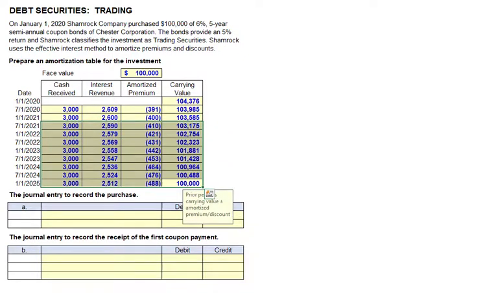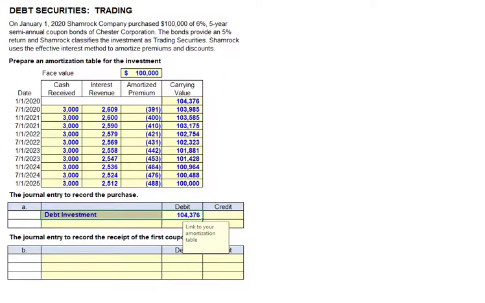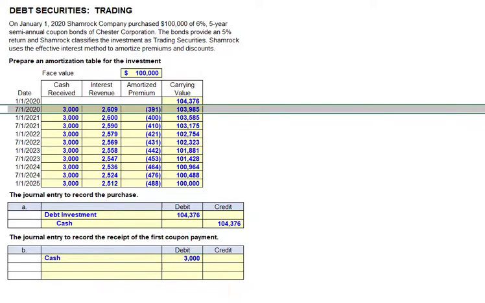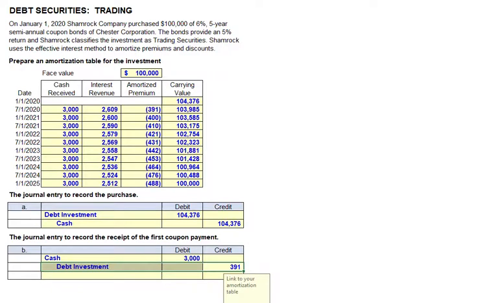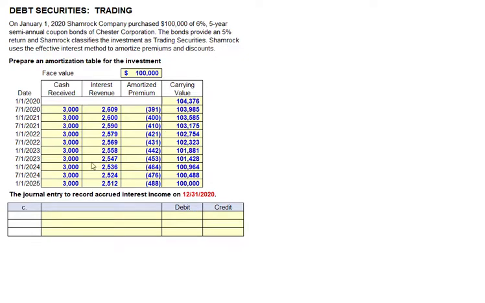At the time we purchase the bonds, we will debit debt investment for the $104,376. Again, we don't use a premium or discount account for assets, and we credit cash for the $104,376. On the first coupon payment, we will get $3,000 in cash. And again, this is the first row of our amortization table, and we will record a credit to the debt investment for $391 and interest revenue of $2,609.